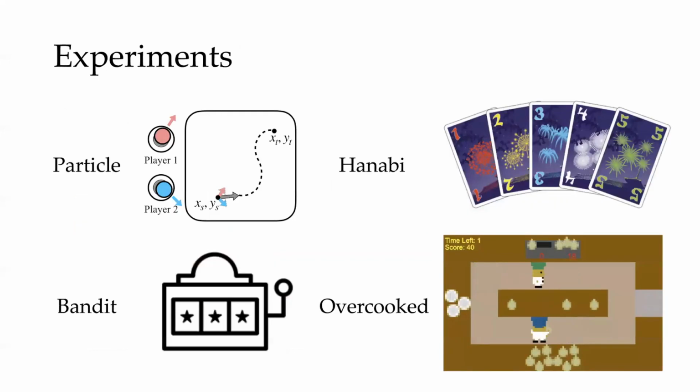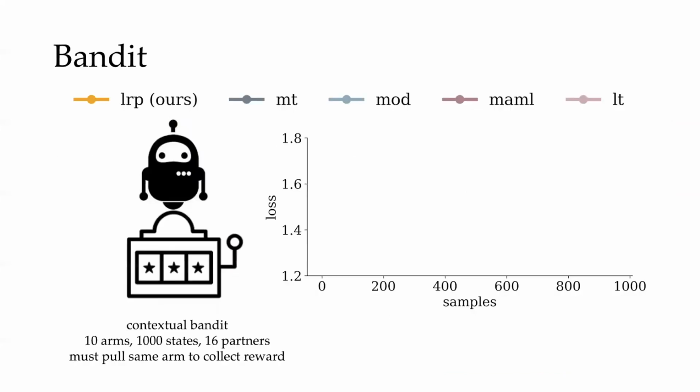So in our work, we experiment on 4 environments, but for brevity, we will only go over the bandit and the overcooked environment. So in the collaborative contextual bandit environment, the goal is to pull the same arm as our partner in order to collect the reward of that arm. But some arms give only 0 reward and others give 1 reward. So there are 10 arms in total, 1,000 states, and 16 different partners. And at each state, the reward can be different. So the training and testing partners are generated via self-play using different random initializations.